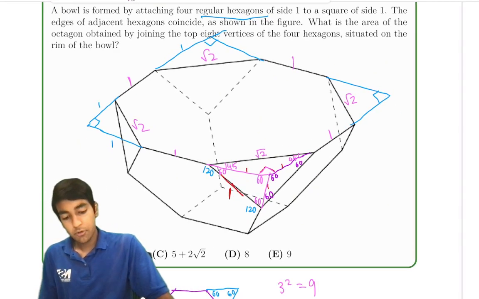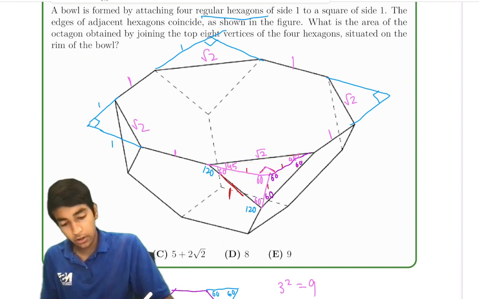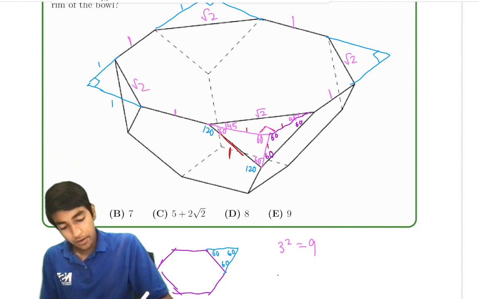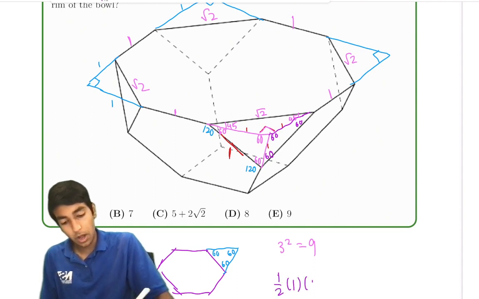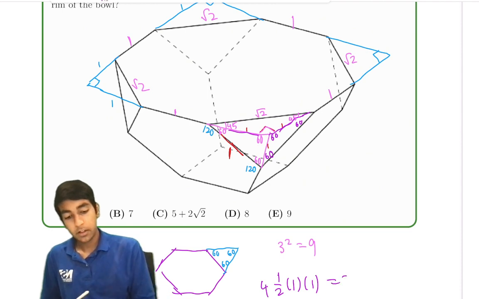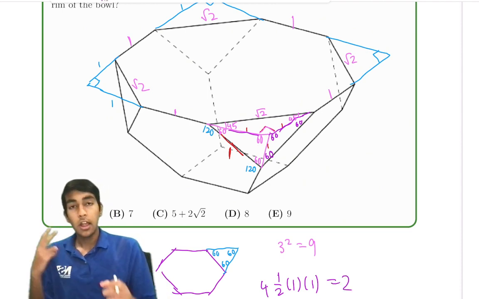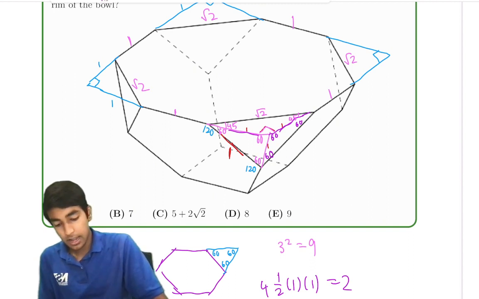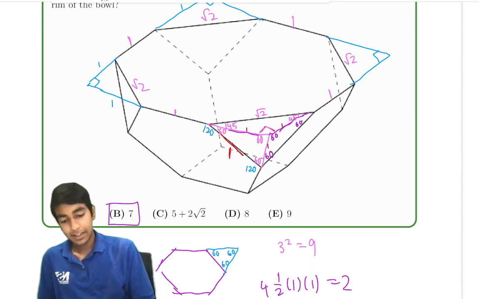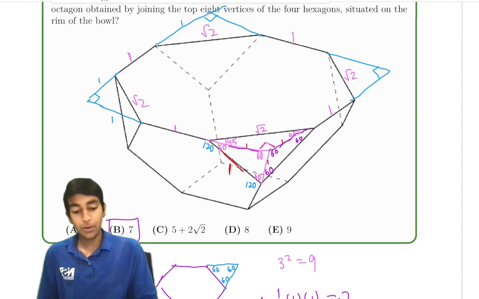And now we have to subtract off 4 of these triangular areas. Each of those triangles has area half base height, which is both 1. So 4 of those will give 2. So the sum of all 4 areas of those 4 triangles is 2. So the area of just the octagon is 7. And that's our answer.